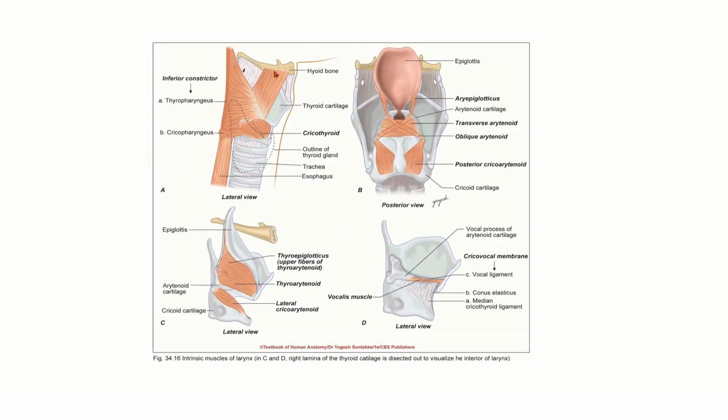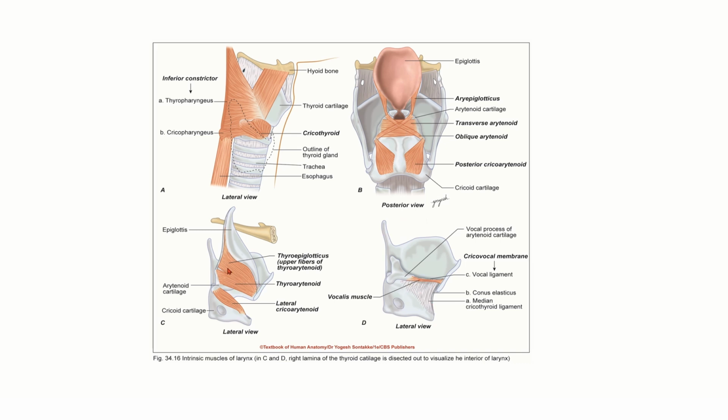You can see here the extrinsic muscle, thyrohyoid. You can see here one of the intrinsic muscles, cricothyroid. You can see here the thyropharyngeus and cricopharyngeal part of the inferior constrictor. You can see the longitudinal muscle of the esophagus. Here you can see the posterior cricoarytenoid. From cricoid cartilage to arytenoid cartilage, you can see the oblique arytenoid and the transverse arytenoid. You can see the aryepiglotticus from arytenoid cartilage to the epiglottis. You can see here the vocalis muscle.